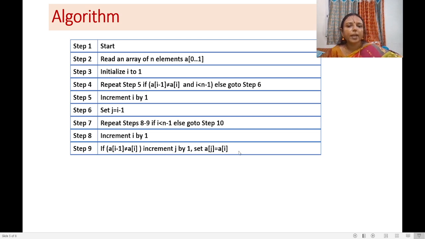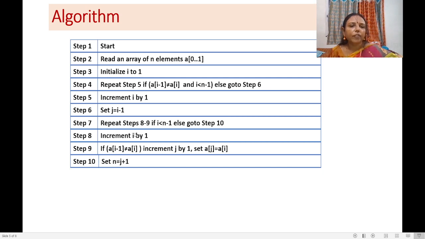Increment j by 1 and you have to assign. So if they are not duplicate, I have to increment the j position and at that position I will copy my a of i. Then you have to do this process repeatedly till i is less than n minus 1. Remember, whenever I use repeat, after this 8 and 9, again it will go to the 7th step.